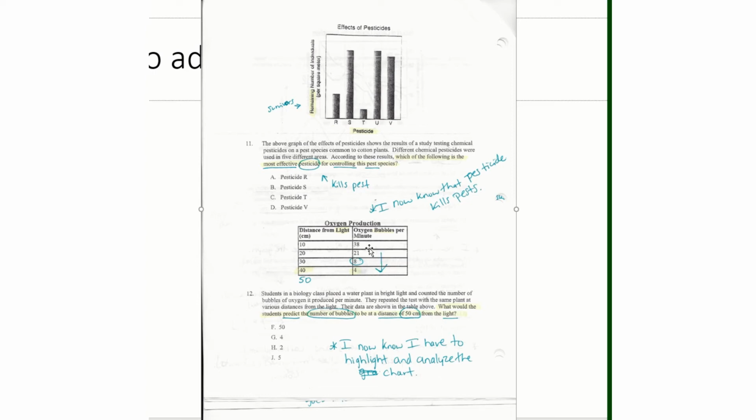And how is this going? 38, 21, 8, 4. It's going down. So the next number would probably be 2. That's your answer. I now know I have to highlight and analyze the chart. You have to know what the chart is telling you guys. All right, next.